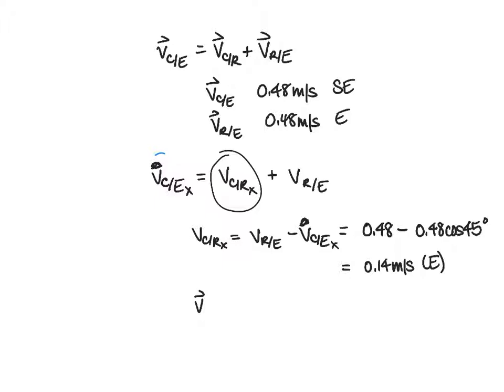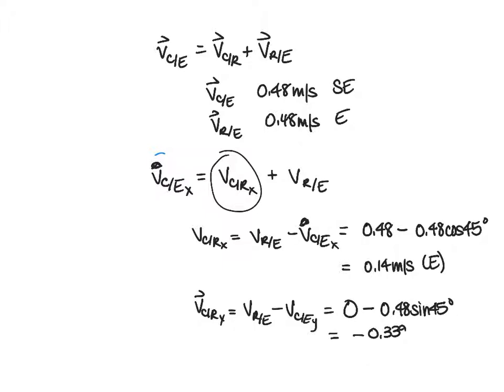Then the velocity of the canoe with respect to the river in the y direction. You'll see that I have a similar expression, but now I'm looking at my y components. The river with respect to the Earth doesn't have a y component, so that's 0. And then this is minus the velocity of the canoe with respect to the Earth, which is 0.48 times the sine of 45 degrees. So this is equal to minus 0.339 meters per second.